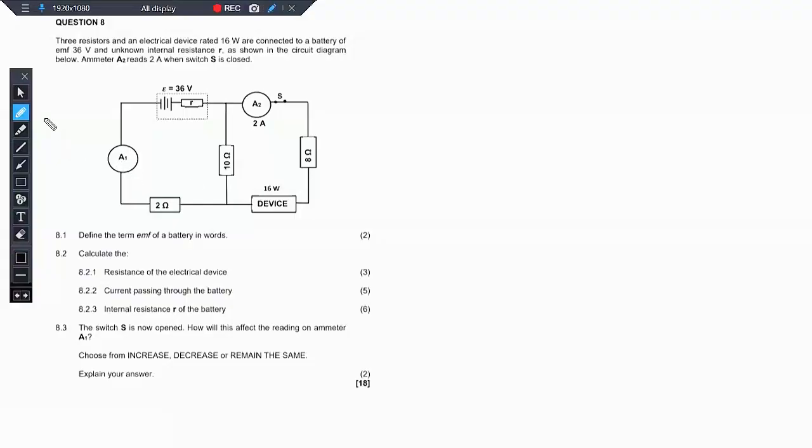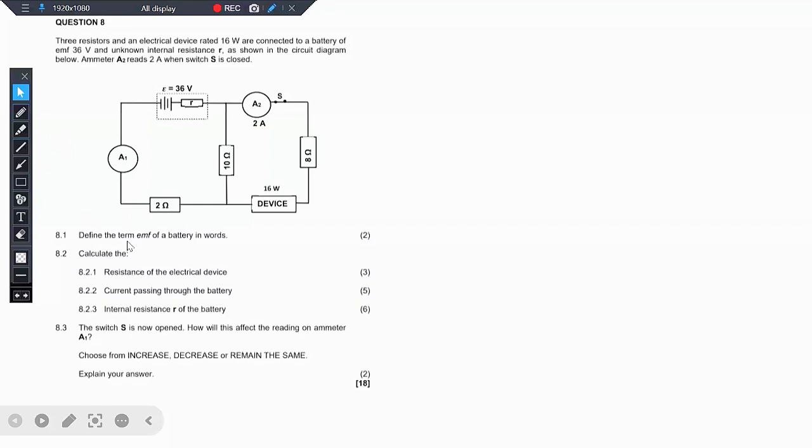Okay, so we have question 8, still on electric circuit. It says 3 resistors and an electric device rated 16 watts are connected to a battery of EMF 36 volt and an unknown internal resistance R as shown in the circuit diagram below. Ammeter A2 reads 2 amperes when switch S is closed. So we see the switch S there.